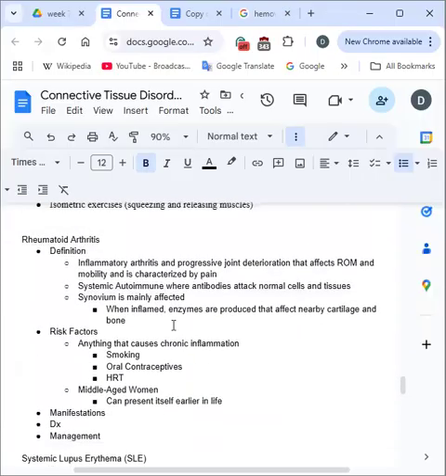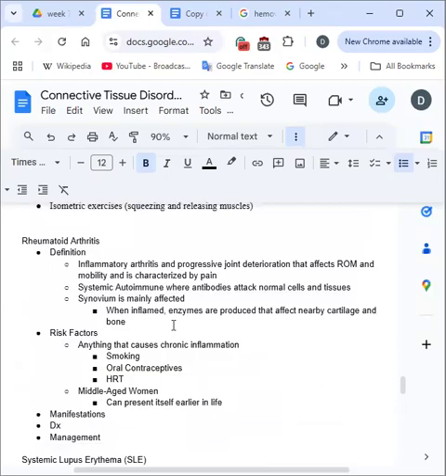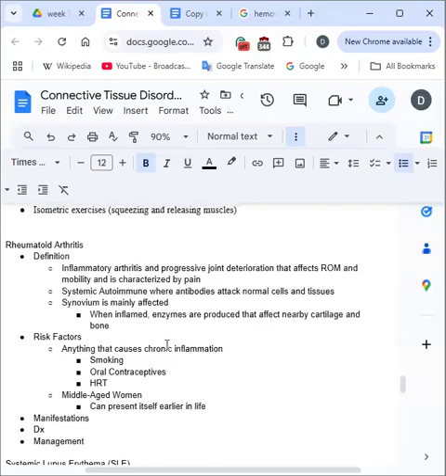So next up is rheumatoid arthritis. Again, we said it was inflammatory, so that's your key thing. It's systemic, it's inflammatory. Like Kaylin said, all your symptoms are some sort of inflammatory -itis.